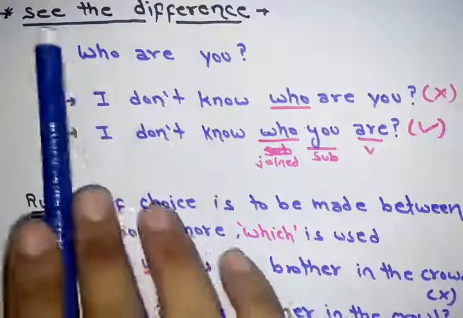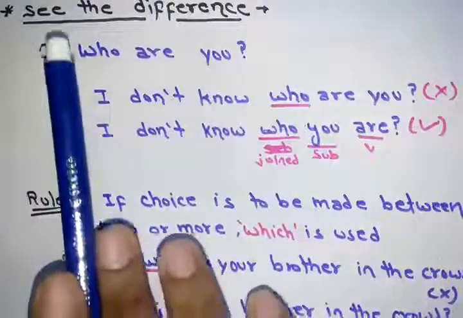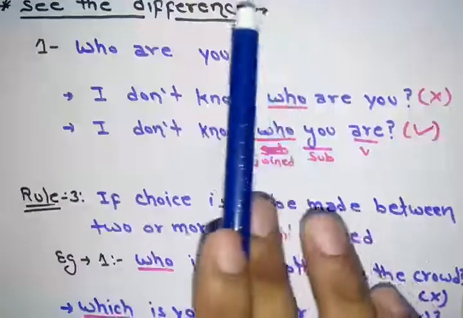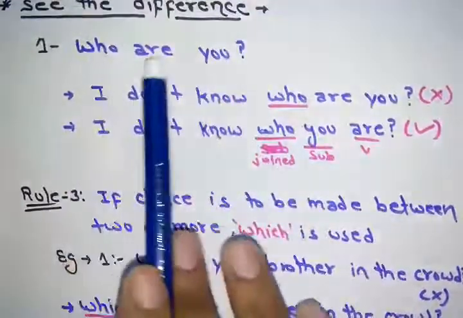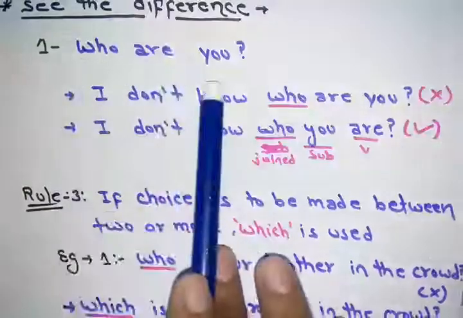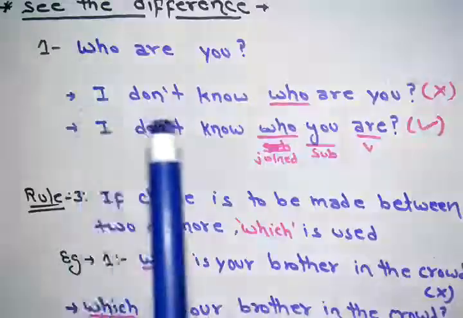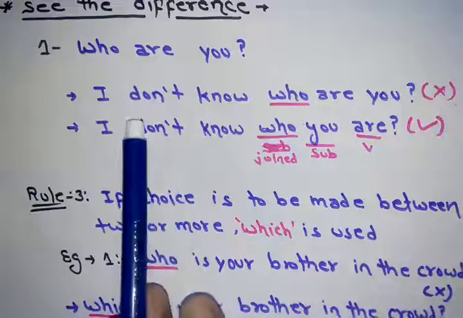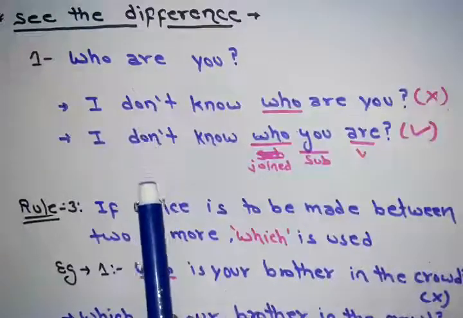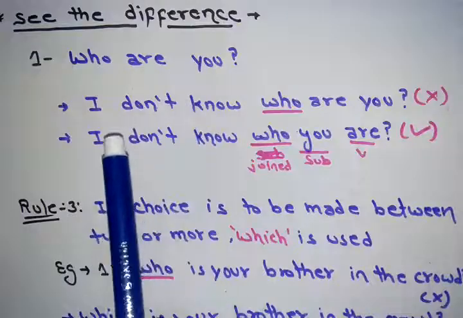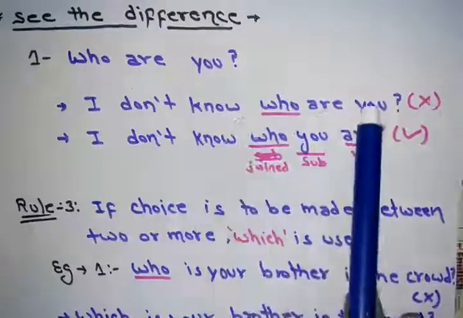Now let's see the difference between relative pronouns and interrogative pronouns. Who are you? This is an interrogative pronoun because it's asking a question, and who is used for the subject here. And the second example is, I don't know, who are you.